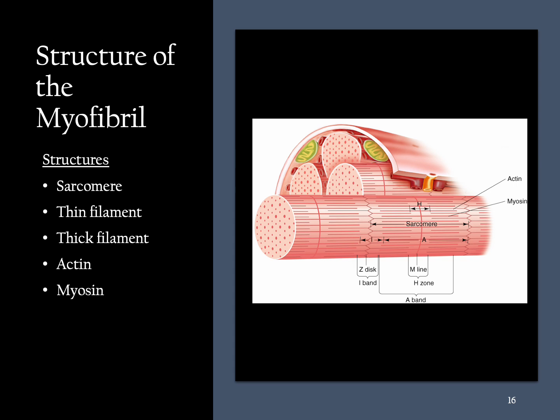So again, the structure of a myofibril has multiple sarcomeres longitudinally along a fiber, which contains a thin filament, which is our actin, and a thick filament, which is our myosin, and when these two interact, we are able to then produce force.